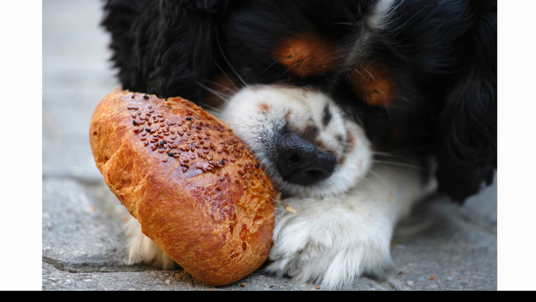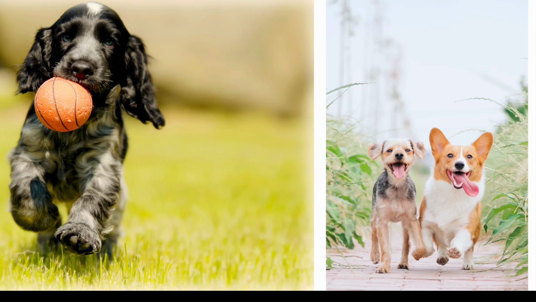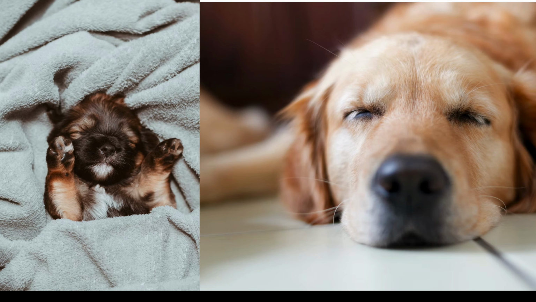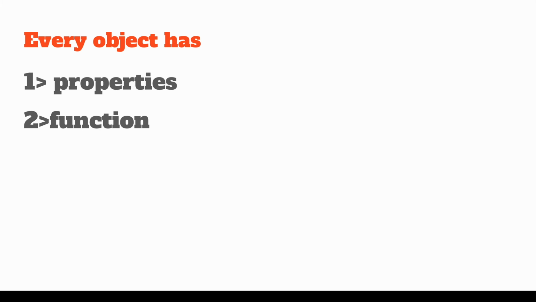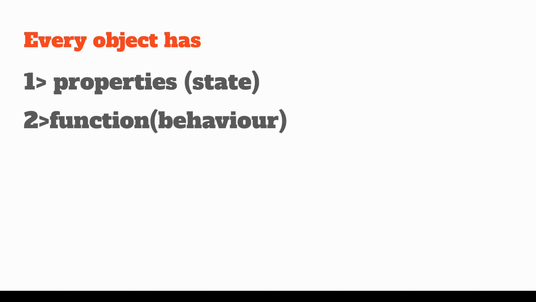And the function is what it does. Now tell me, what does a dog do? Dogs eat. Then, dogs play with humans. Yeah, you can see a dog also plays with us, and even dogs sleep. Right? So what it does, we call it behavior. That is, what it does is nothing but the function. I hope you understood that every object has properties, which we call state, and what it does we call function. So are you ready to move on to the next?